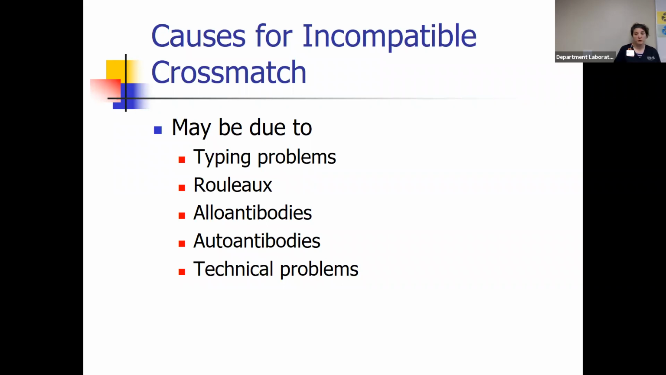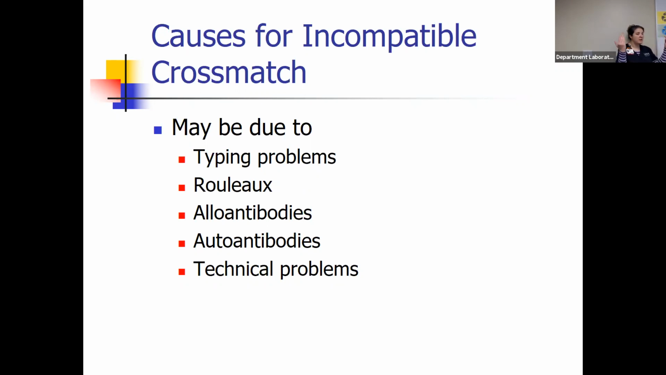All right, so if you have a subgroup. Any type of rouleaux, because remember, in the major cross-match, we're using patient plasma. So patients with multiple myeloma, anytime they have excess protein in their plasma, it can cause the cells to form rouleaux. Rouleaux can cause false positives, okay? That would cause an incompatibility.